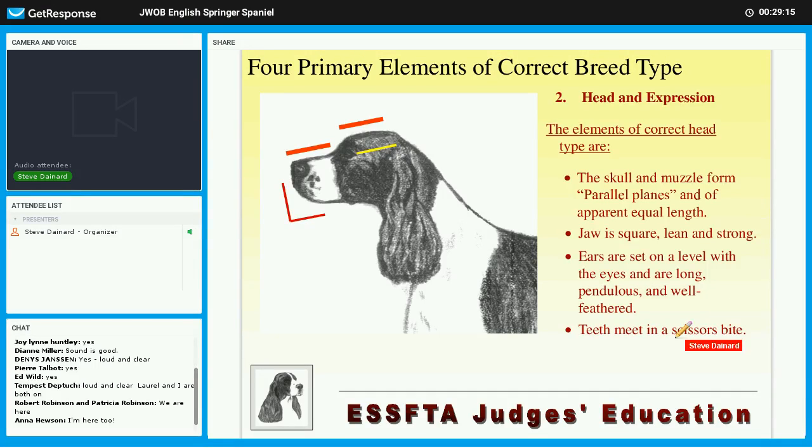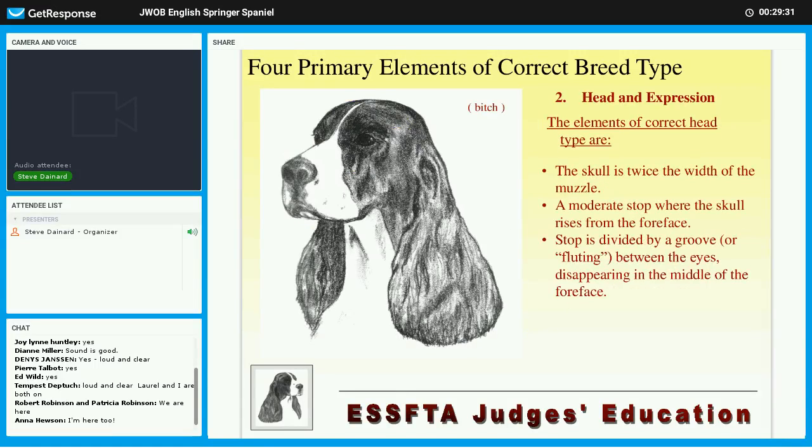Teeth meet in a scissors bite. The FCI standard actually asks for full dentition. The AKC and the CKC standards don't ask for that. In my mind's eye, I'm not so sure that I would penalize a really good exhibit for missing a couple of premolars. But as a breeder, I'd really like to know, wouldn't it be nice if they had them? It's like saying, well, you know what, it's missing that one bone in the hock area, and that's why it does that. But I just like to be able to check if they're there.